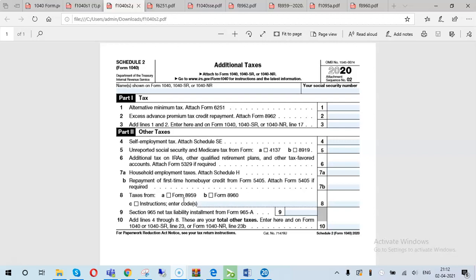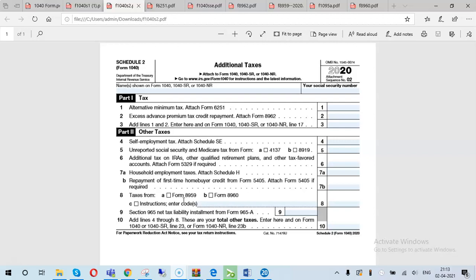So who needs to file this form? Basically high-income taxpayers who owe AMT, alternative minimum tax, or taxpayers who need to repay a portion of the tax credit for health insurance, or taxpayers who owe taxes in addition to standard income taxes such as self-employment taxes. But if you do not have any of those, Schedule 2 will not be included in your tax Form 1040.